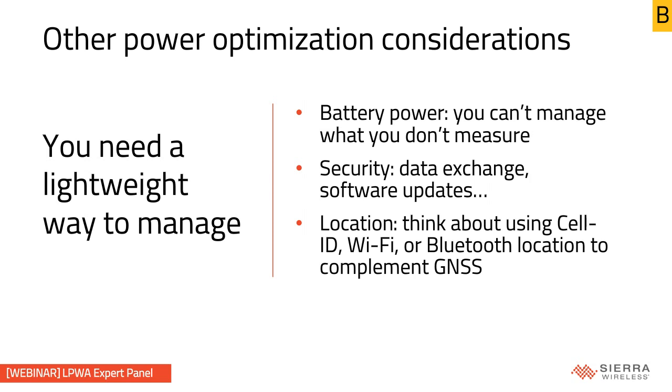And then lastly, location. Many of our applications are going to be centered around location information. Obviously, GNSS is a great technology for that, but there are others like cell ID, Wi-Fi ID, Bluetooth tagging, etc., that offer lower power alternatives. So it's good to think about employing some of these alternatives to complement GNSS in our LPWA deployments.